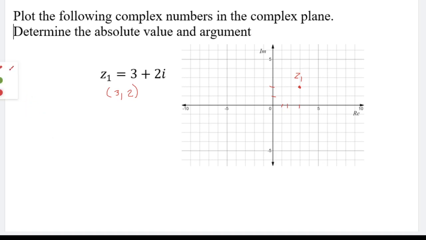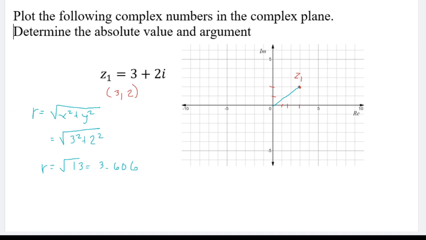But in our problem, we need to find the absolute value. And again, in solving for absolute value, that is simply r equals square root of x squared plus y squared, when our x is equivalent to 3, 3 squared plus 2 squared. And our value of r is equivalent to square root of 13, or simply 3.606.